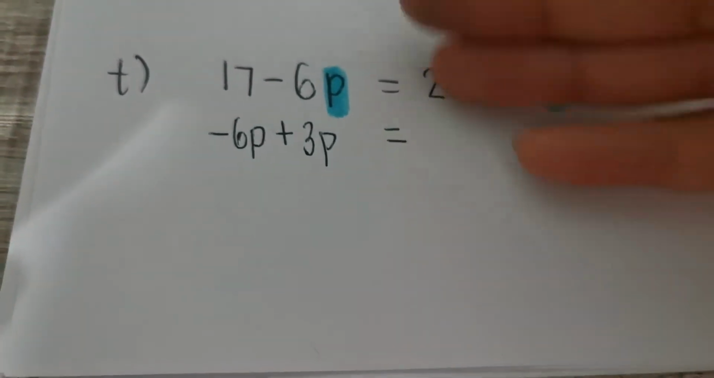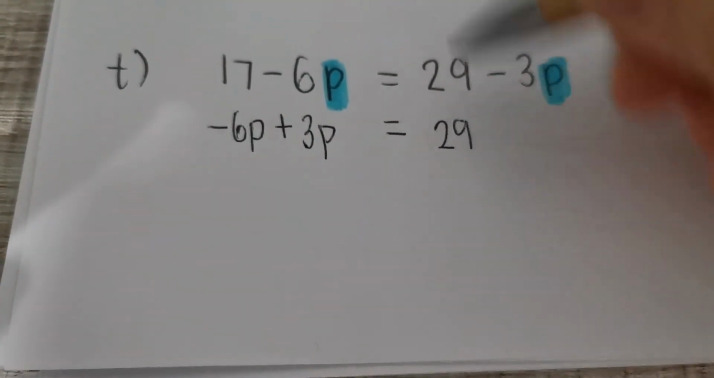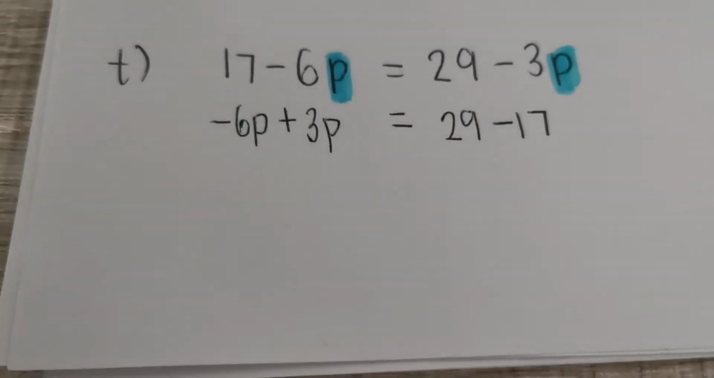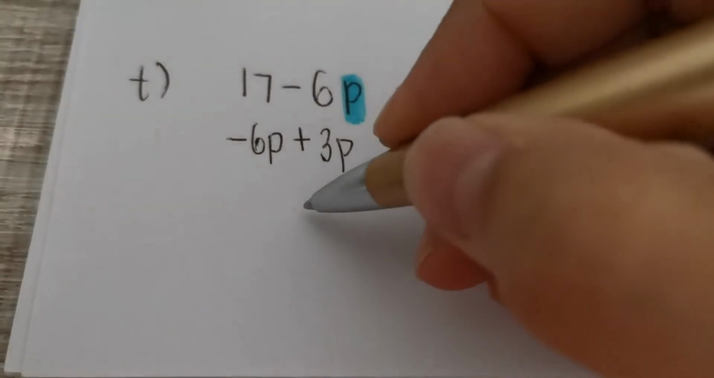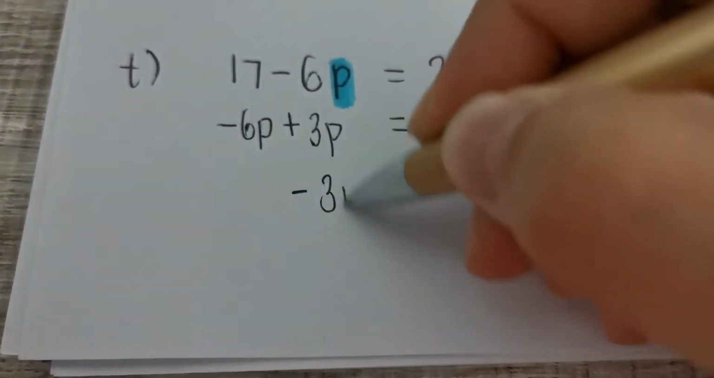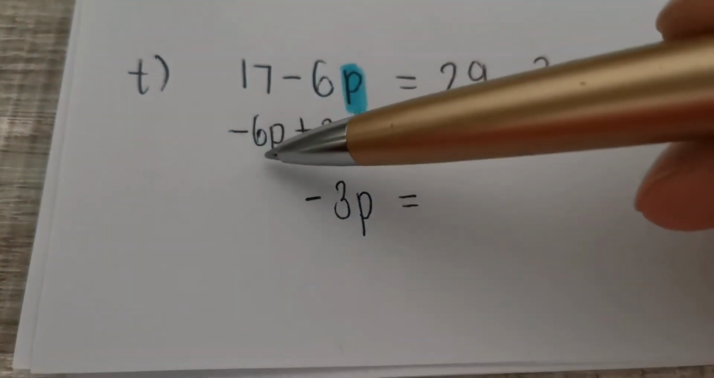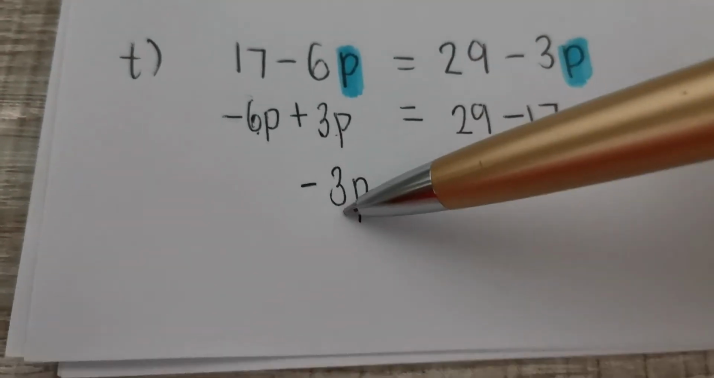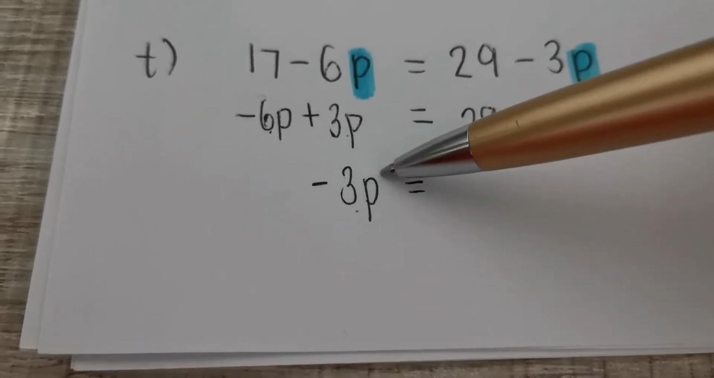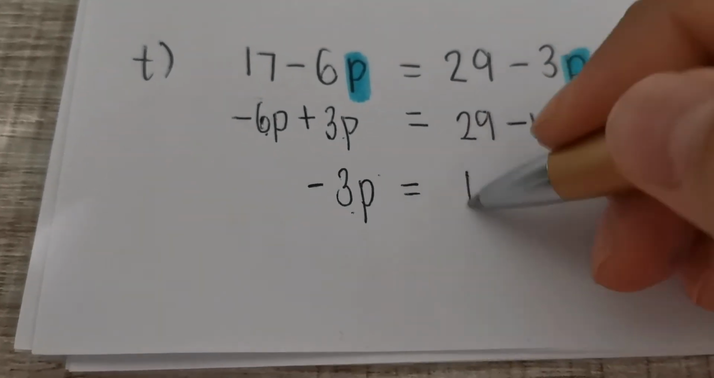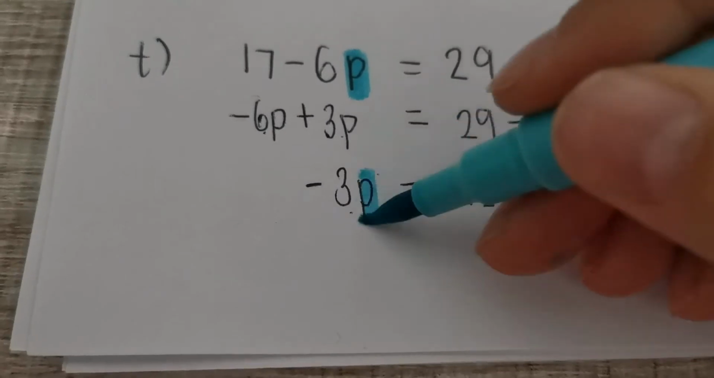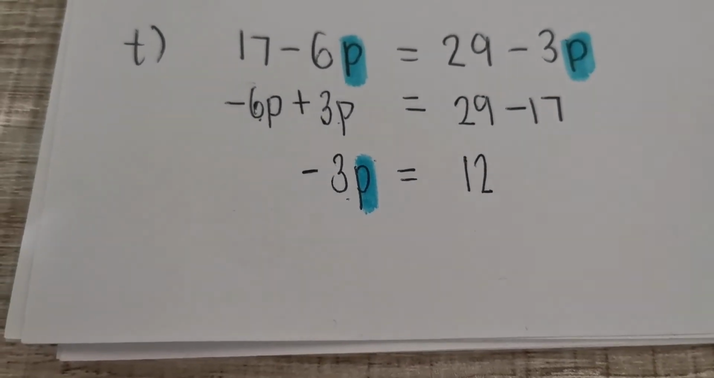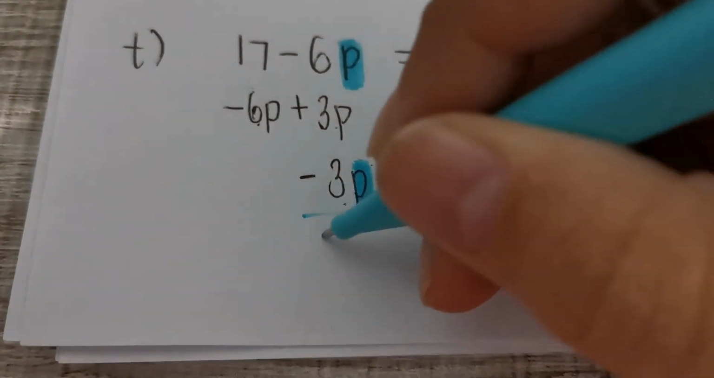Keep our equal to signs together. This side here, we're going to keep the negative 6p and bring this one over, so it becomes plus 3p. This side here of the equal to sign, I'm keeping the 29. I'm taking the 17 over like that. Okay, so see, I'm just adding the coefficients. So negative 6 plus 3, giving me negative 3. I didn't put it p squared. Please be careful with that.